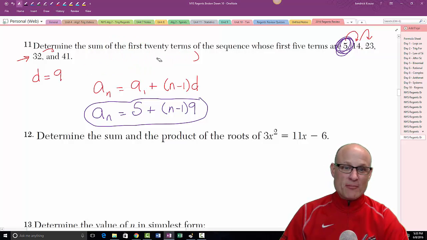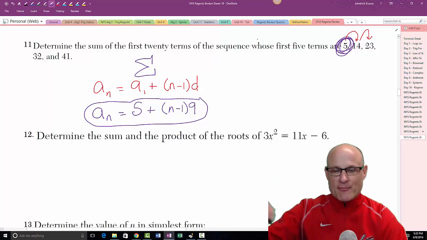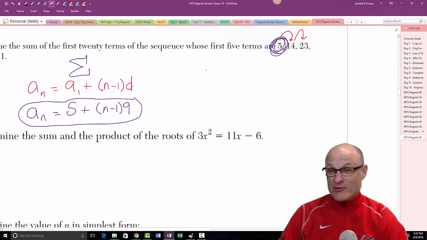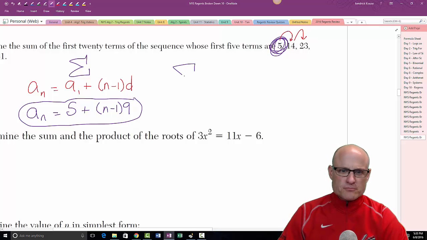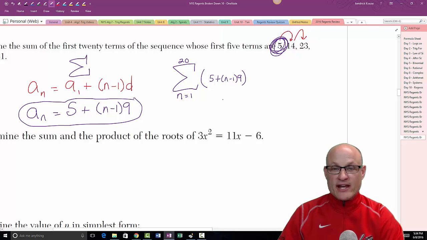They said determine the sum of the first 20 terms of the sequence. Oftentimes, especially in order to trick you, they're going to want you to do this using sigma notation, this fancy E thing. Now, you certainly could sit there and add them all up, but if they said 200, you'd be in trouble. A lot of times they'll also say find the arithmetic sequence, then find the sum, so you just got to be careful. We're going to use the sigma notation, n equals 1 to 20 of 5 plus n minus 1 times 9. That'll add up all of them.